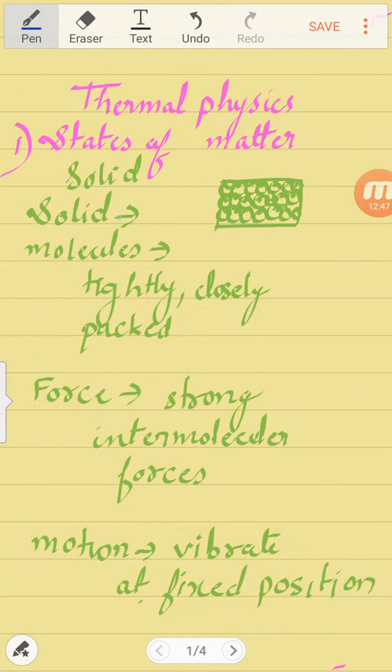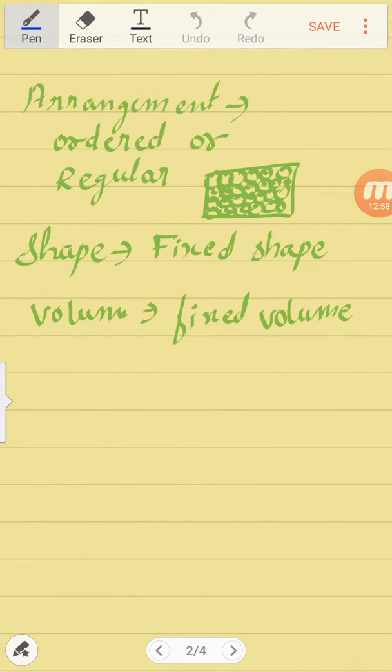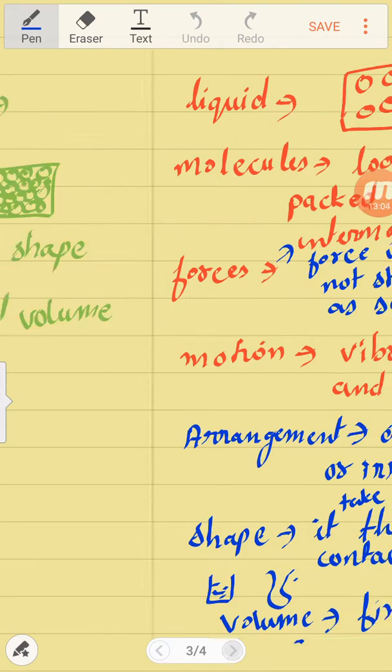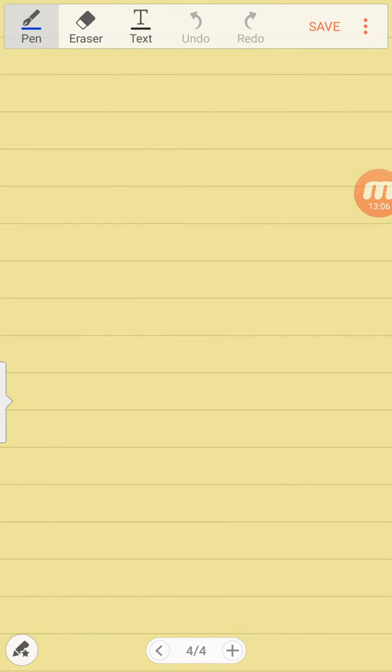And what about solid? Molecules are tightly or closely packed, force, strong intermolecular force. Motion, it vibrates at fixed position. Arrangement, ordered or regular. Shape, fixed shape. Volume is fixed volume. Okay.